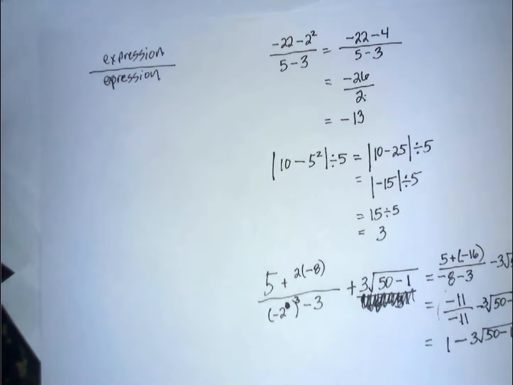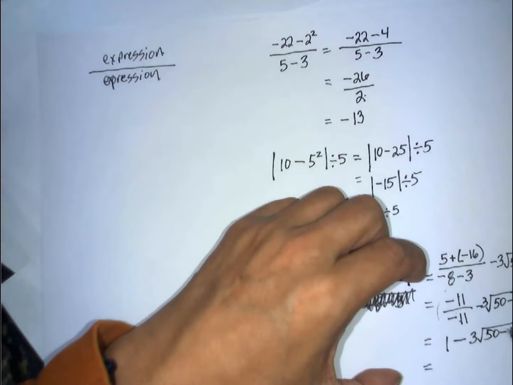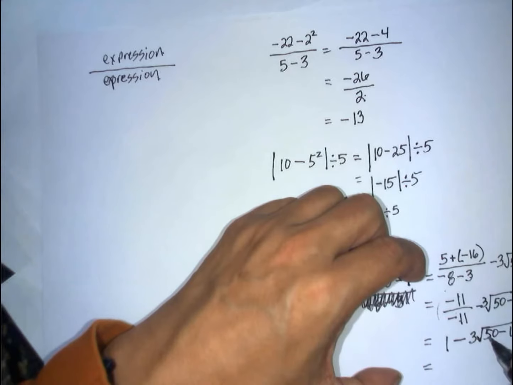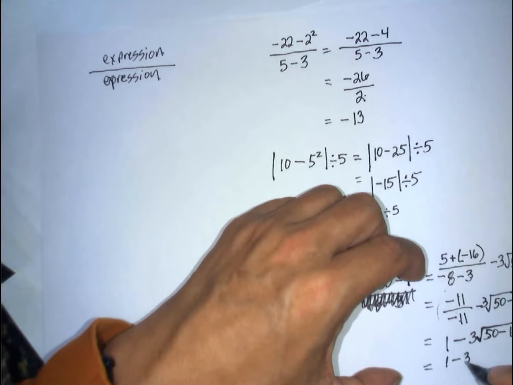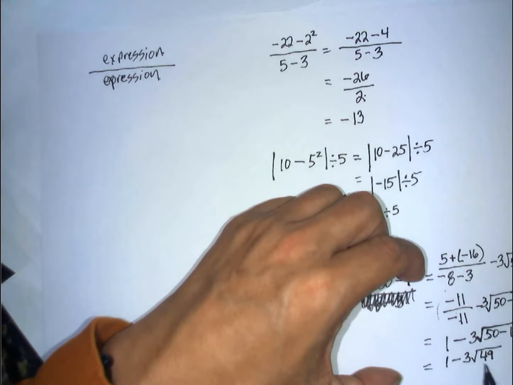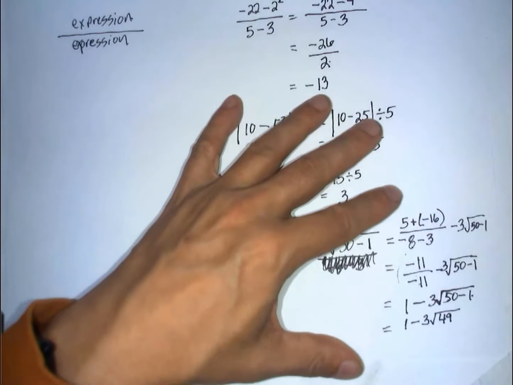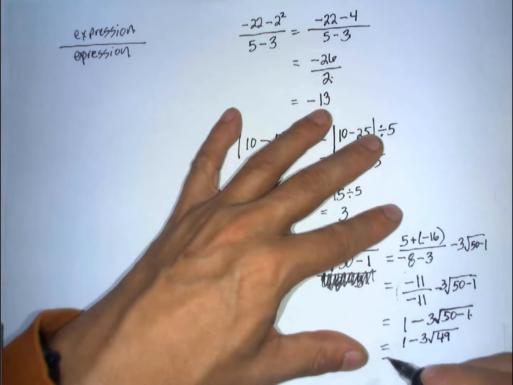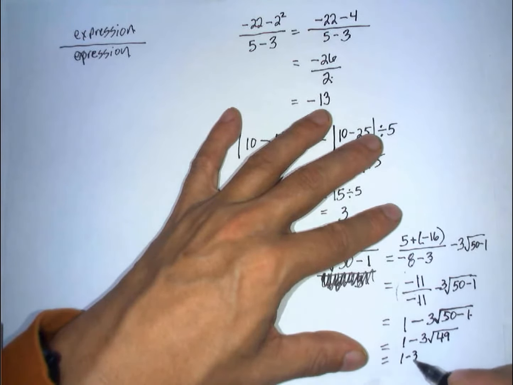Okay, now we're going to do what's under the square root as if it's a parenthesis. We're not going to take the square root of 50 and the square root of 1. We're going to do everything that's under the square root. So that's going to be 1 minus 3 times the square root of 49. Now, square roots are exponents, so we're going to do what's in that exponent first. 1 minus 3 times 7.